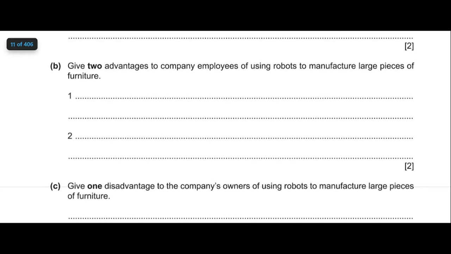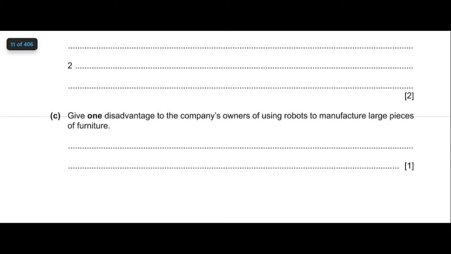Give two advantages to the company employees of using robots to manufacture large pieces of furniture. Okay, so employees do not need to lift heavy furniture. Employees can be protected from dangerous tasks, and the robots can work 24/7.